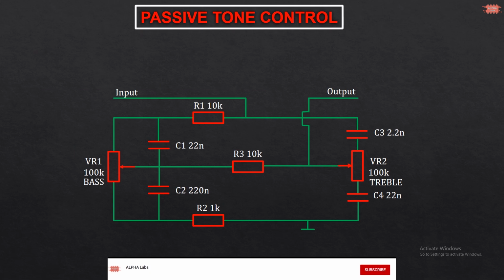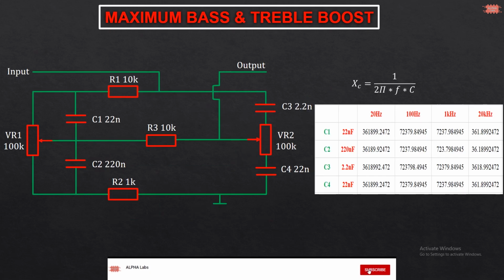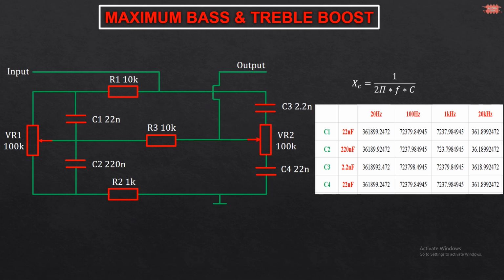Before I start to analyze it, I need you to remember a formula to calculate capacitive reactance. There are 4 capacitors used in this circuit. I calculate values of capacitive reactance for frequencies such as 20 Hz, 100 Hz, 1 kHz, 20 kHz. The capacitive reactance is inversely proportional to capacitance. It is easy to recognize.